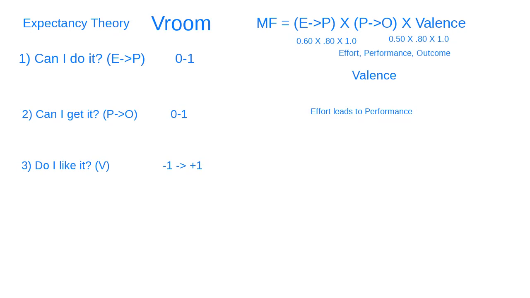You can see that if any of these elements, E2P, P2O, or valence, equals 0, you know what would happen, right? You're going to have a 0 for the total. If any of these is 0, there's no motivation. You know why? If I don't think I can do it, no matter how hard I try, I cannot do it, then the rest doesn't matter. So if any element is 0, we don't do anything.